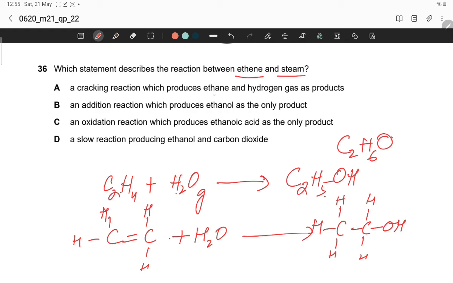Cracking reaction which produces ethane and hydrogen gas as a product. No, ethanol is the only product. This is incorrect. An addition reaction which produces ethanol as the only product. This option is correct. An oxidation reaction, no. So C option is also incorrect. Slow reaction producing ethanol and carbon dioxide, no, carbon dioxide is not produced. This is not a slow reaction.